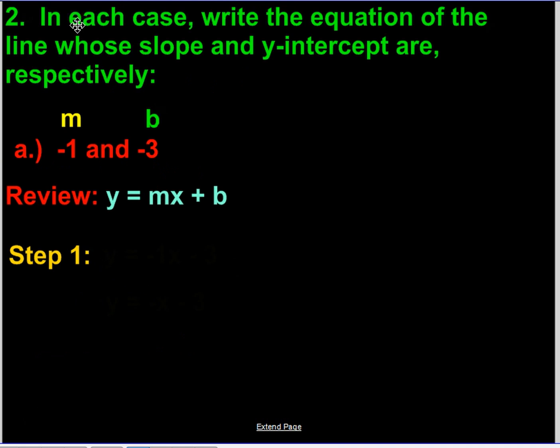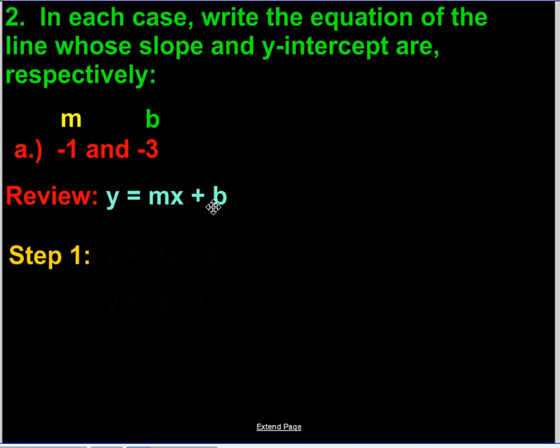Okay, let's look at number 2. It says, in each case, write the equation of the line whose slope and y-intercept are respectively. We have a -1 and a -3. Now respectively means that the order in which they were listed here is the order we have to assume they're listed here. So don't be fooled by that. Our first number has to be the slope because the slope was listed first. Our second number has to be the y-intercept because that was listed second.